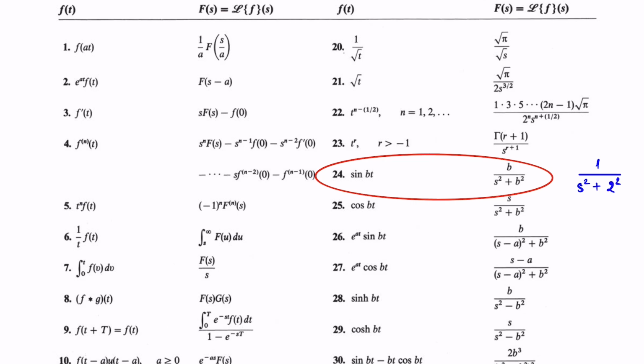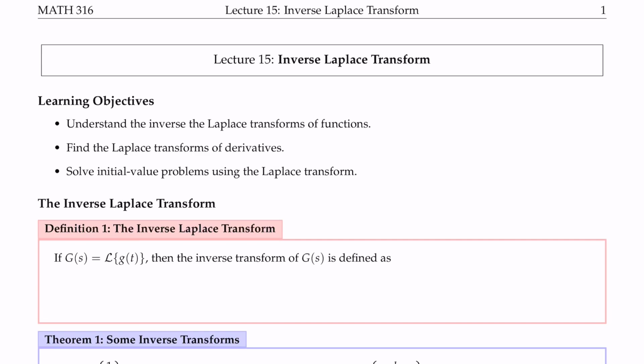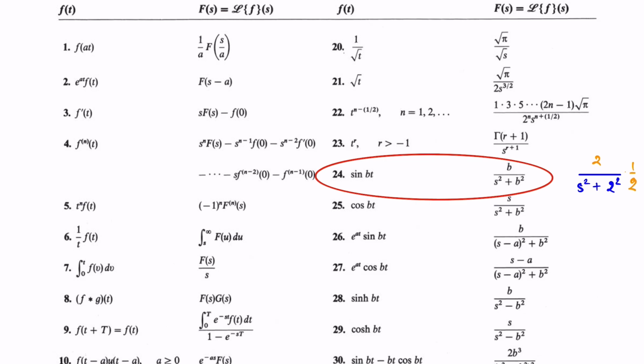So what is missing in the numerator is b, or 2 in this case. So what you do is you multiply and divide it by 2. So 2 here multiplied by 1/2. And the inverse Laplace transform of 2 over s squared plus 2 squared gives you sine of 2t. All right, so very similar to the last example that we did.